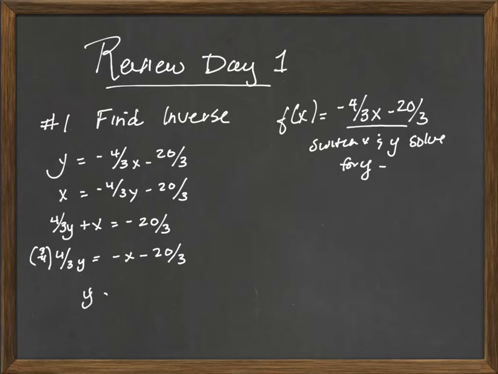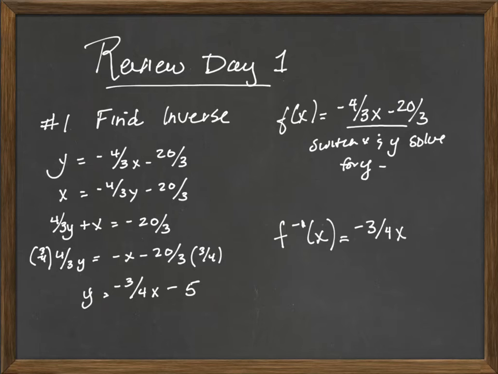So that would be y equals negative 3/4 x, and minus, if you multiply this by 3/4, you get negative 20/4, so minus 5. So your final answer, you should write it in the inverse form, f negative 1 of x is equal to negative 3/4 x minus 5. And I'll do number 2.